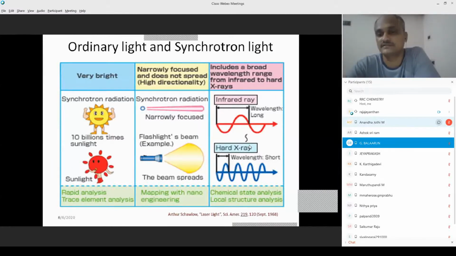What is the advantage of it? Because of this, we can do chemical state analysis and local structure analysis. What we mean by that is we can tell the chemical environment of the absorbing atom. In addition, we can also tell the spacings of the neighboring atoms with respect to the absorbing atom. So we will get a clear picture of the chemical structure, oxidation states, bond length, and bond angle. All this can be obtained by using synchrotron light, and based on the data you obtain, the techniques are classified. There are plenty of techniques, and we will see them one by one.